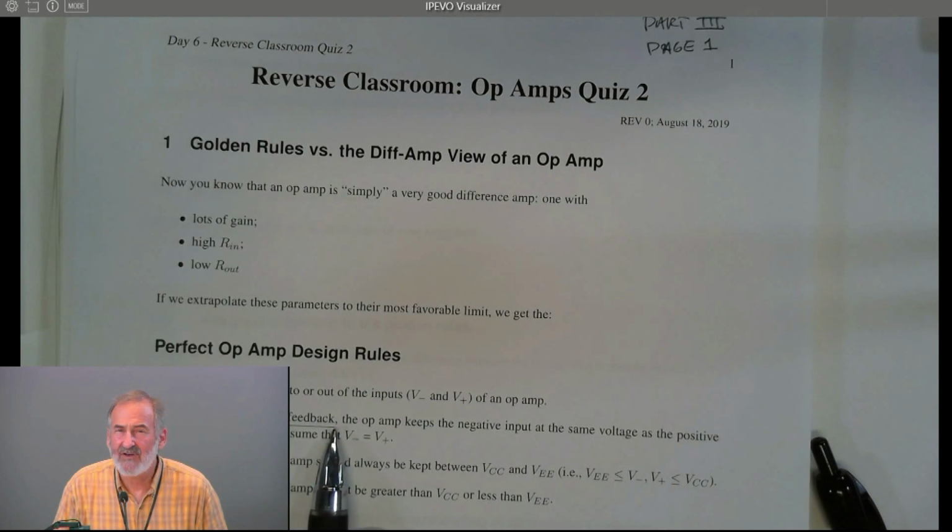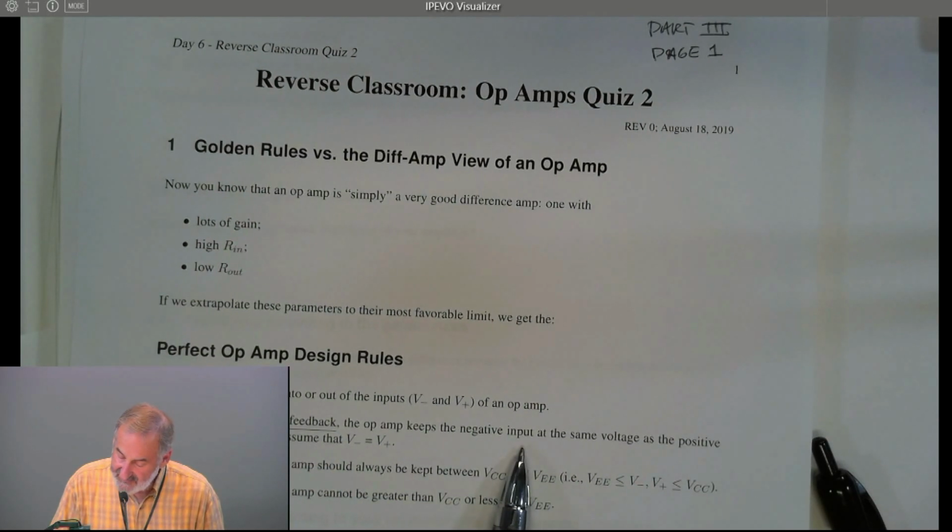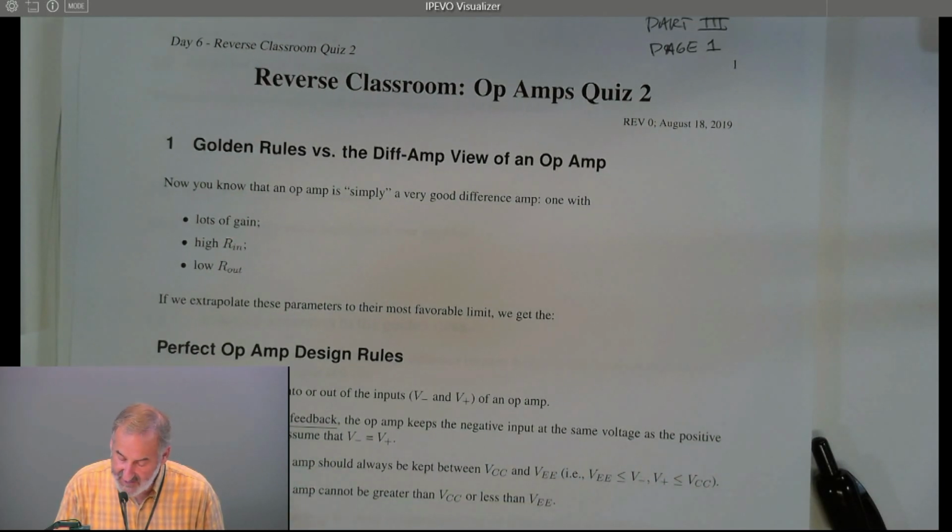If there's negative feedback, that's underlined because that's the first step you should take when analyzing an op-amp circuit: make sure there's negative feedback. If there isn't negative feedback, then the output is A times (V+ minus V-), which almost always means the output's either at VCC or VEE. The op-amp keeps the negative input at the same voltage as the positive input when there's negative feedback, so you can assume that V- equals V+.